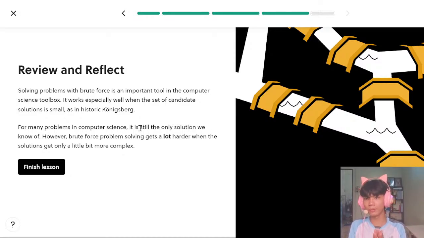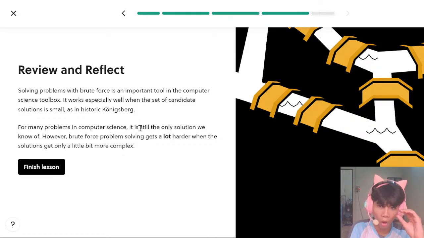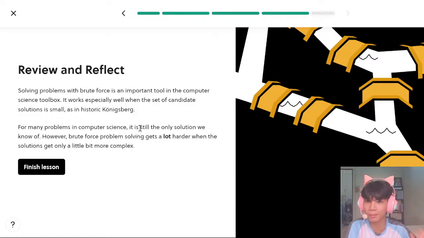So, review and reflect. Solving problems with brute force is an important tool in the computer science toolbox. It works especially well when the set of candidate solutions is small. For many problems in computer science, it is still the only solution we know of. However, brute force problem solving gets a lot harder when the problem gets only a little bit more complex.